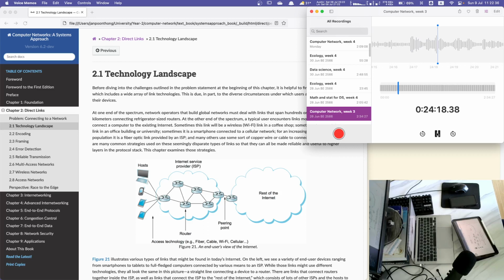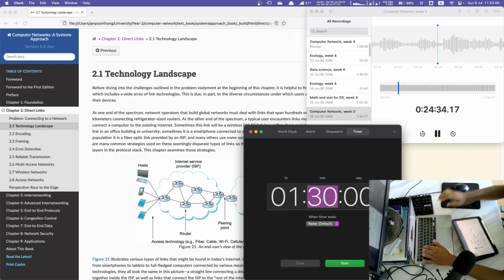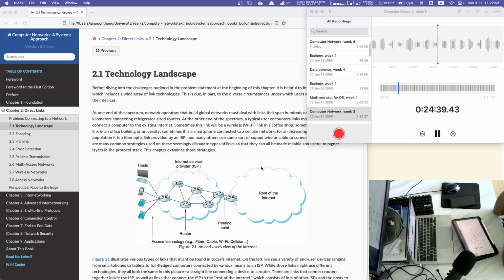Some links connect the routers together inside the ISP, the internet service provider, as well as the link that connects the ISP to the rest of the internet. You can see the internet service provider has a network. Inside there are many router connections, but one of the routers from the internet service provider is connected to the rest of the internet by using another router. This is called a peering point.